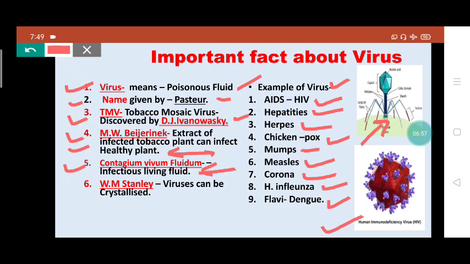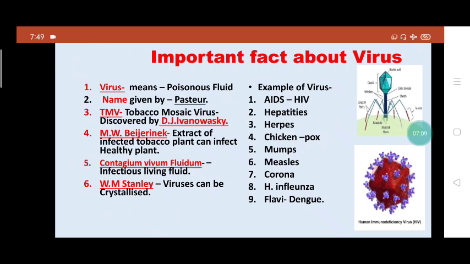And the scientist who crystallized the virus for the first time was W.M. Stanley. So these are the important names we must keep in mind so that we can remember them during the exams. The name virus was given by Pasteur, tobacco mosaic virus was discovered by D.J. Ivanovsky, a Russian scientist, and Dutch scientist M.W. Beijerinck extracted the infected tobacco plant fluid. And W.M. Stanley first crystallized the virus. So these are the important facts we must keep in mind.